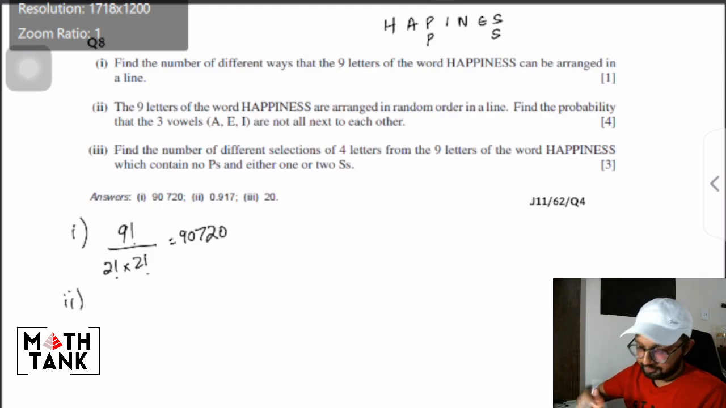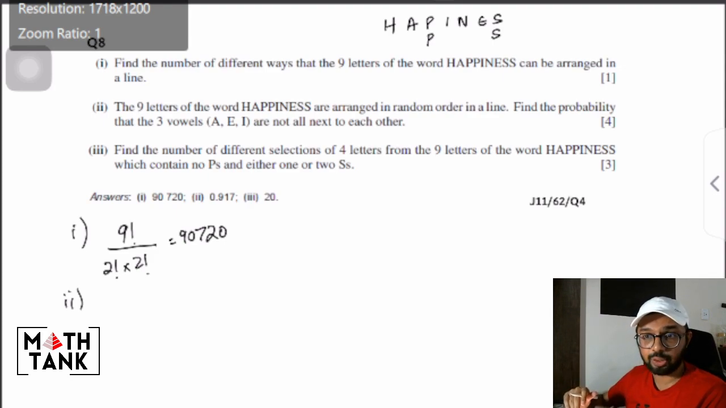Part 2. It says the 9 letters of the word happiness can be arranged in a random order in a line. Find the probability that the 3 vowels A, E, and I are not all next to each other. So again, I need to separate them. Are not all next to each other. Okay. It says find the probability. So that's one thing that I need to notice.